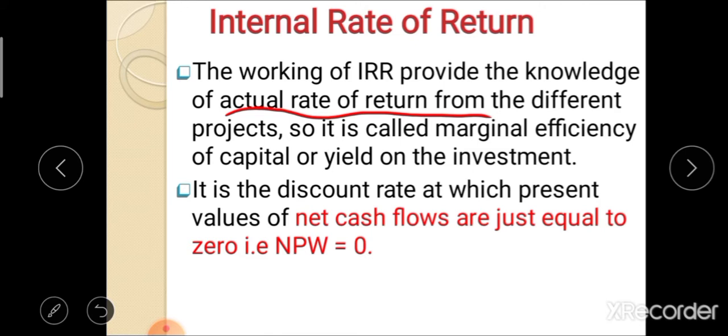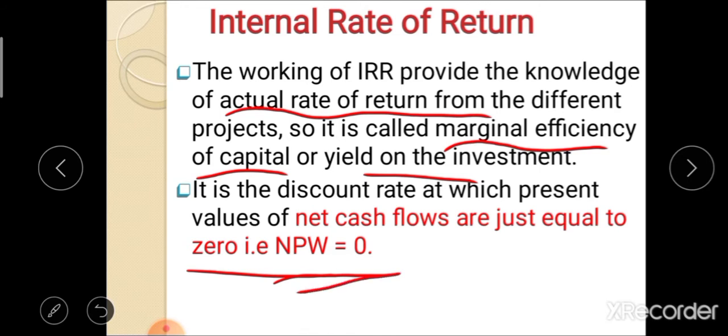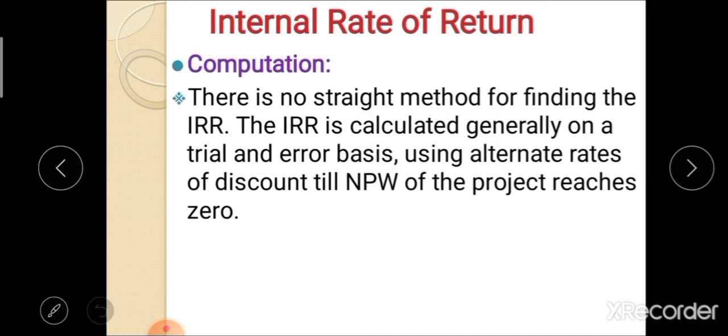For objective type questions it may be asked: IRR is also known as marginal efficiency of capital, or it is also called yield on investment. The definition of IRR: the IRR is that discount rate at which present values of net cash flows are just equal to 0. That means the IRR is that discount rate at which NPW is equal to 0. That discount rate is known as IRR.